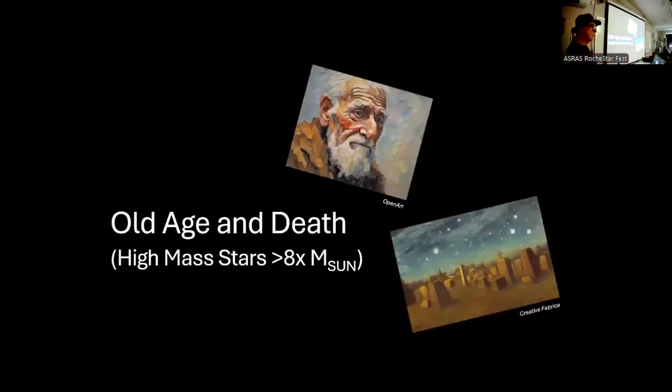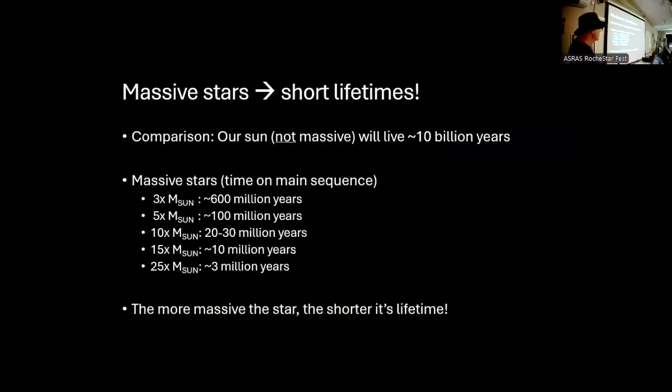All right, so old age and death for high mass stars, which are greater than 8 times the mass of the sun. Again, these massive stars have short lifetimes. So our sun, by comparison, not massive, will live about 10 billion years. Stars that are 3 times the mass of the sun are expected to live around 600 million years. 5 times, 100 million years, 10 times, 20 to 30, 15 times, 10, 25 times the mass of the sun, their expected lifespan is only about 3 million years. So these guys are very bright and luminous for a very short period of time.